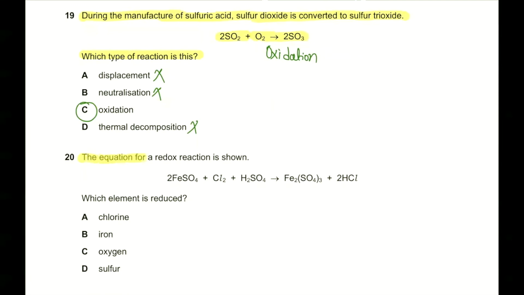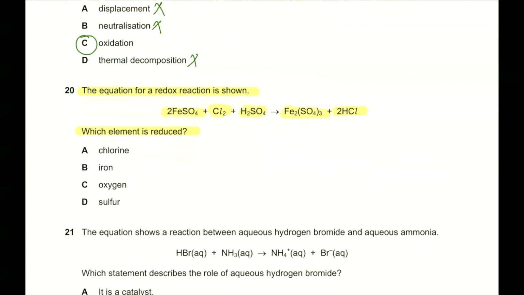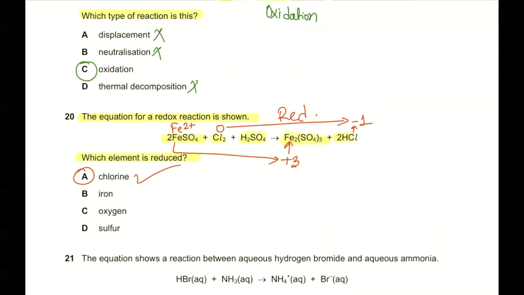Question number 20. The equation for the redox reaction is shown. FeSO4 plus Cl2 producing H2SO4, Fe2(SO4)3 plus 2HCl. Which element is reduced? Guys, here we have Fe, which is 2 plus, and chlorine has no charge, it is 0. However, when we go to the other side, we can see the chlorine becomes HCl. In HCl, the chlorine becomes -1, and in Fe2(SO4)3, the iron has become +3. So iron went from Fe2+ to Fe3+. Chlorine went from 0 to -1. So the chlorine is the one which is reduced. So chlorine will be the answer, guys. Question number 20, A will be the correct answer.